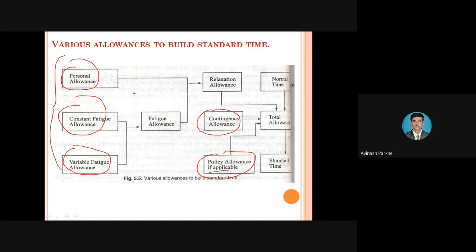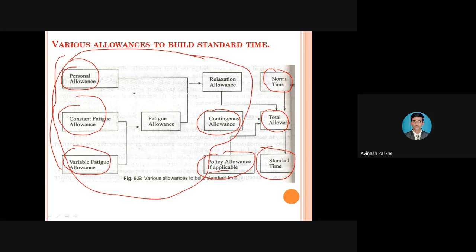By considering all these types of allowances, the normal time plus total allowance is equal to your standard time. These are the different types of allowances which we are considering in this particular job, and the total addition of all these allowances means total allowance. If I add this total allowance to the normal time, then I can calculate the standard time required to complete that particular job. Therefore, it is very important to provide such allowances along with the basic time.